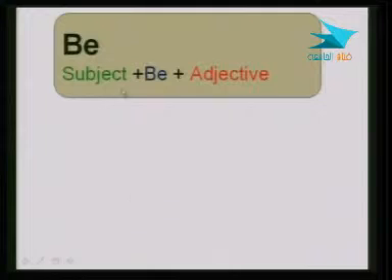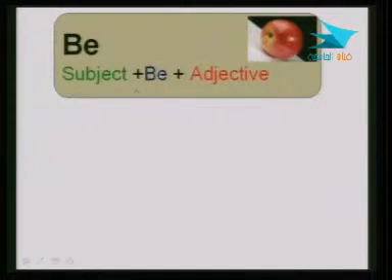Right, so this is basically the form. We have the subject in green color, and then the verb be in blue, and then we get the adjective. And here we're talking about the use of the verb be with adjectives. Now, what is this? That is an apple. It's an apple, and it is red.